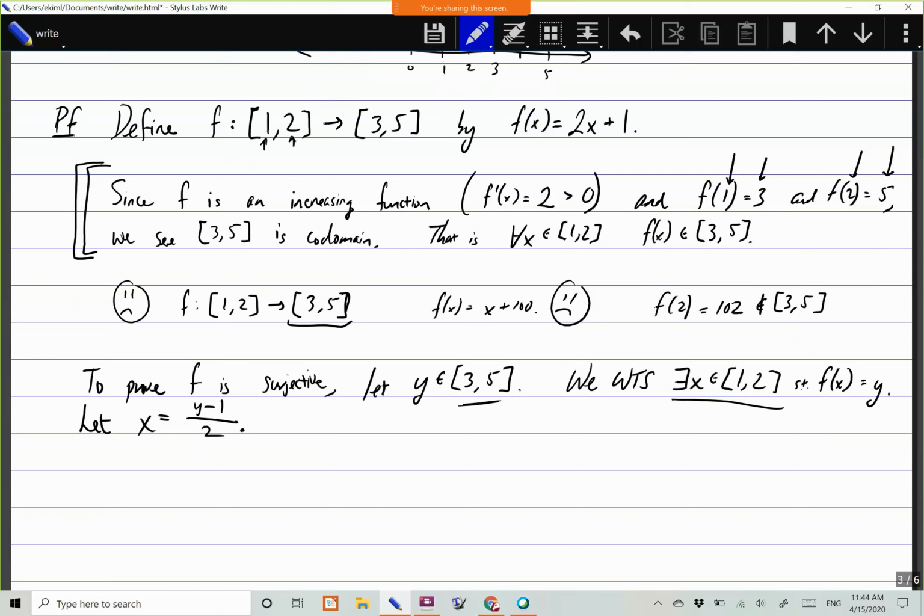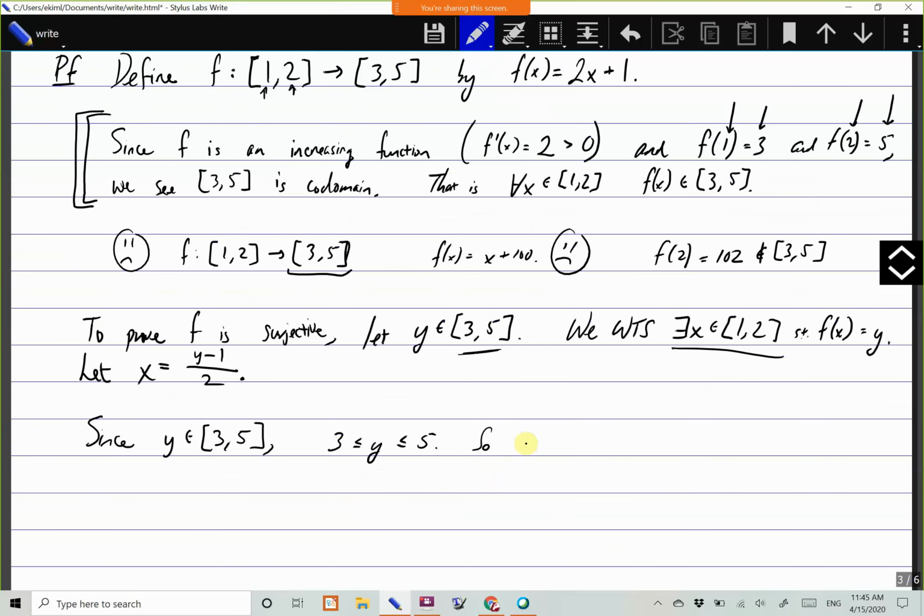Okay, so since y is in the closed interval [3, 5], what does it mean for y to be in this interval? What we have is 3 is less than or equal to y is less than or equal to 5. Right? It's just what this interval notation is trying to get at. This is all the real numbers between 3 and 5. So you take this, it's like a double inequality because there's one there and one there, and let me subtract 1 on all 3 sides.